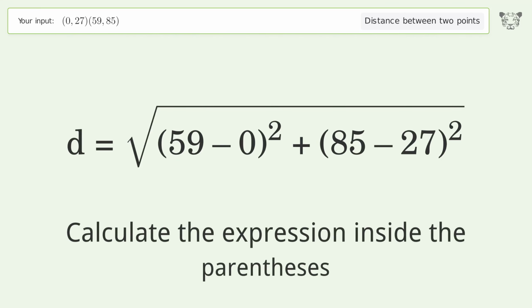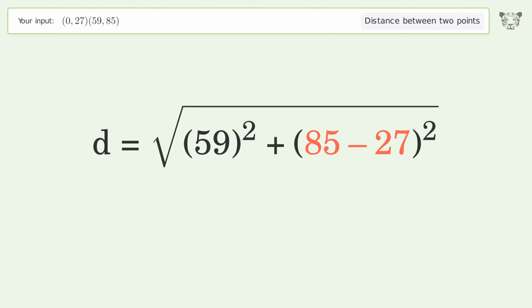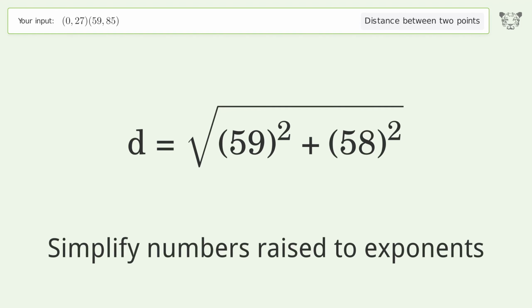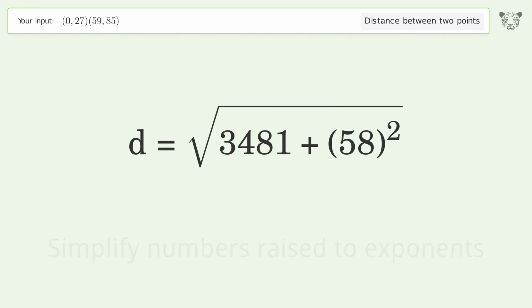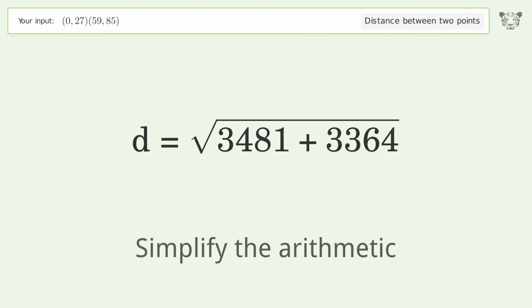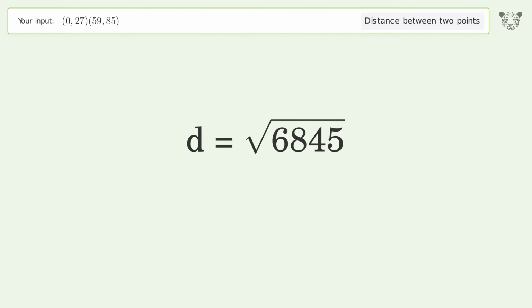Calculate the expression inside the parentheses. Simplify numbers raised to exponents. Simplify the arithmetic. And so the distance between the 2 points is the square root of 6,845, or 82.735.